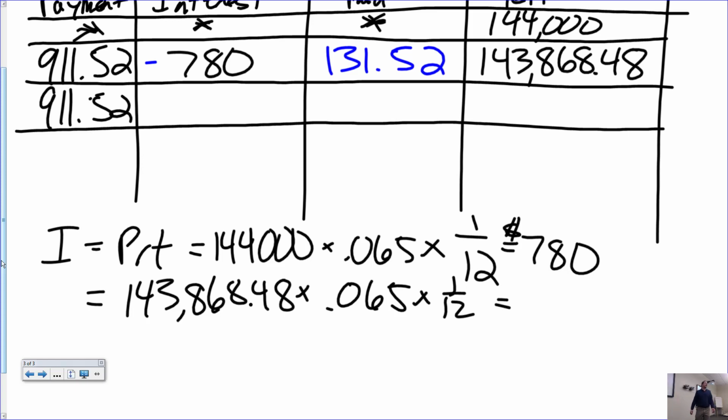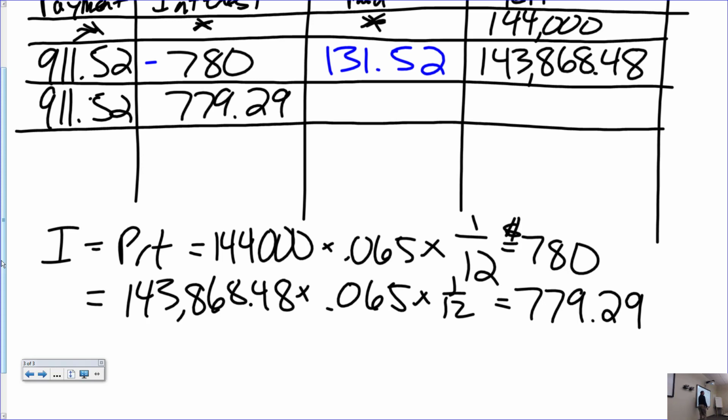So how much did we have to pay in interest the next month? $779.29. So look how far our interest went down, folks. Isn't that awesome? You're making me very depressed. This is the reality of the situation, folks. So you paid an extra 71 cents on your house the next month.